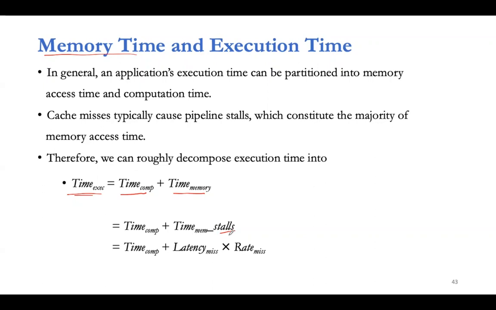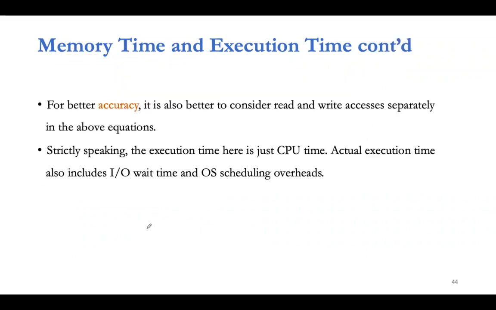So that we call the latency miss time, because the data is not there in the CPU. So there is a latency miss time. That we call latency miss with miss rate. So that is the memory time and the execution time. Once the latency miss and miss rate are calculated, that will be added to the computational time, and that will give the total execution time of your application.